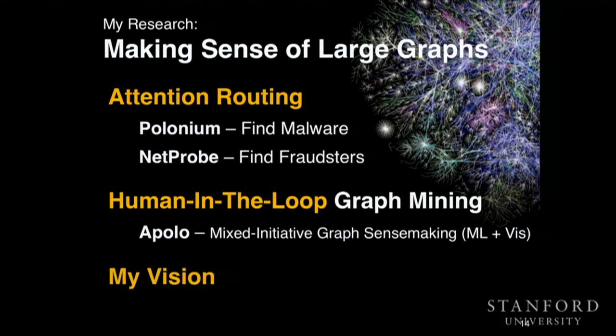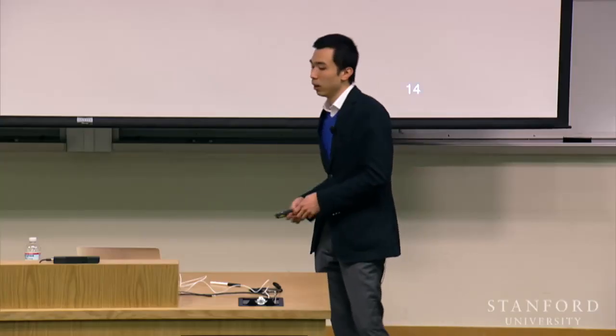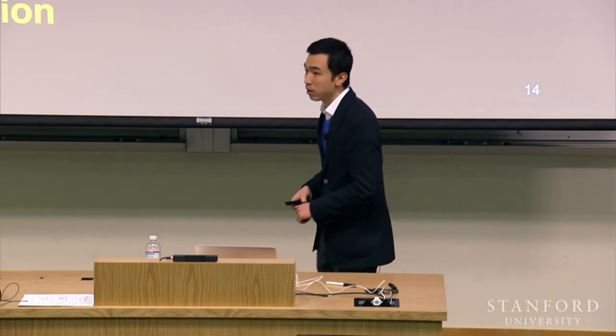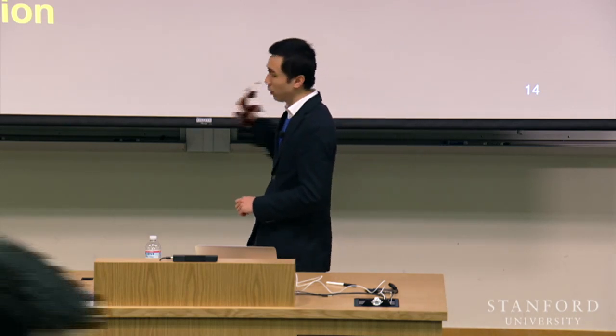For the second part of my talk, I will argue that just having these data mining algorithms is not enough, because they make mistakes, right? Also, different people have different preferences in what they want to look at. So it's useful to have users' feedback in the data mining process to guide the algorithm, so the algorithm and the user work together. I will talk about the Apollo system, which is a mixed-initiative approach combining machine learning and visualization.